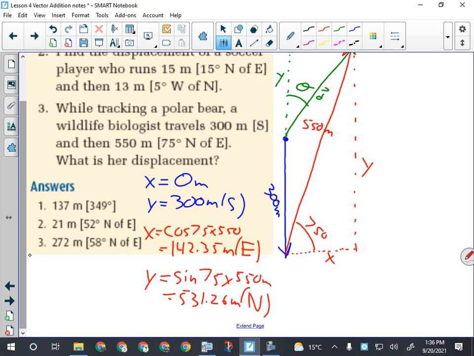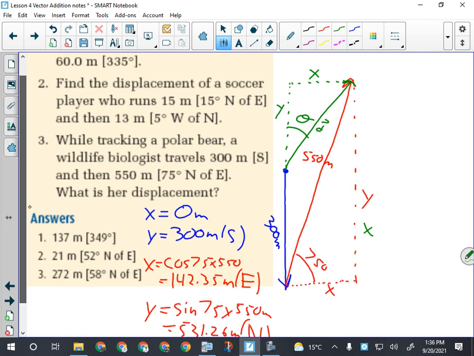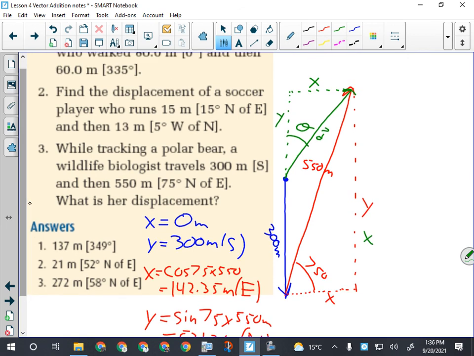Okay, now that I've got those, now I can use those to calculate green x and green y. Green x is really easy. There's only one part of this trip where I go east or west, and it's right here. Okay? If I'm looking at this thing here, it's a rectangle, is it not? That means that red x and green x are the same. All right, so green x is going to be 142.35 meters, and that is going to be east. All right, everybody okay with that?